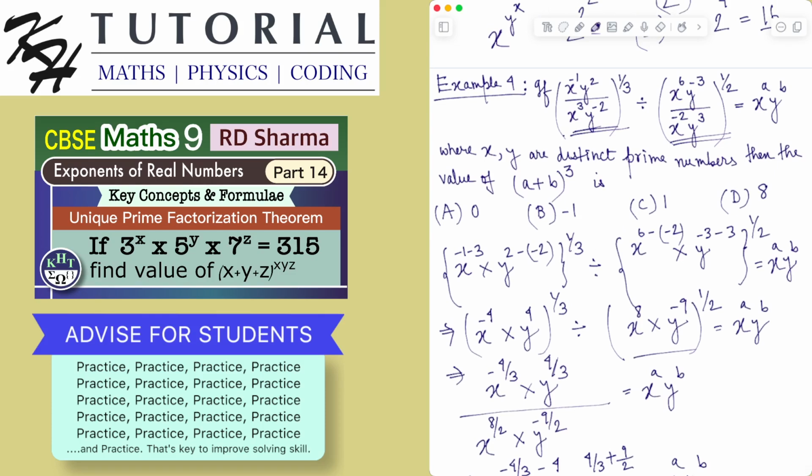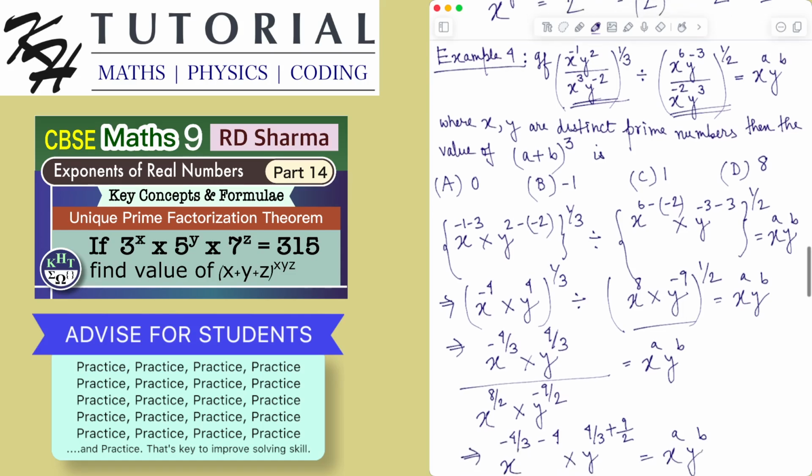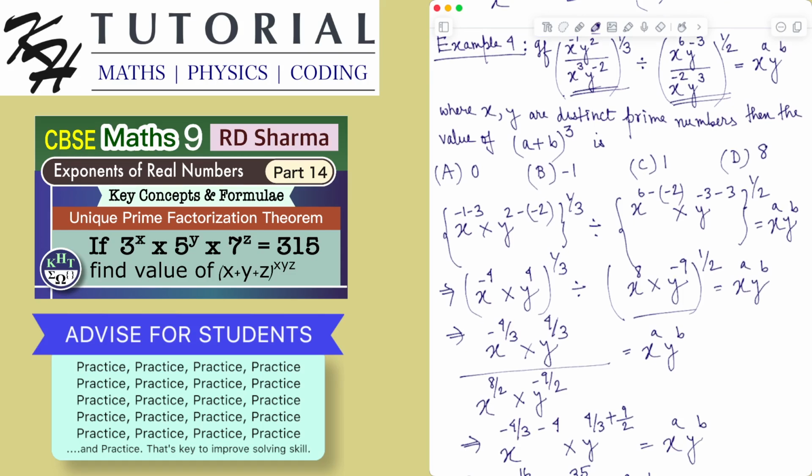x to the power minus 1 minus 3, multiplied by y to the power 2 minus of minus 2, this whole raised to the power 1 by 3 divided by x to the power 6 minus of minus 2, multiplied by y to the power minus 3, whole raised to the power half. So this is x to the power minus 4 multiplied by y to the power 4, whole raised to the power 1 by 3 divided by x to the power 8 multiplied by y to the power minus... sorry, this is not 9 but this is 6.